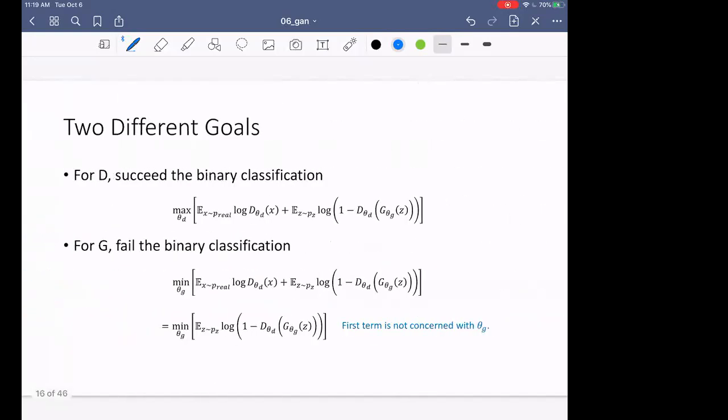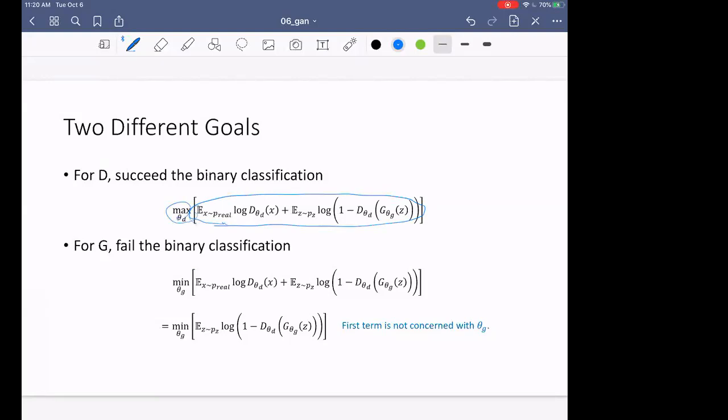All right, so for D, you want to succeed at the binary classification. That means you want to train the parameters of D such that you maximize this term. You want to maximize the cross entropy. Remember that when you are using cross entropy as a loss, you use the negative cross entropy, so minimizing the negative cross entropy is maximizing the cross entropy. So that's what's happening here. You're maximizing the cross entropy.